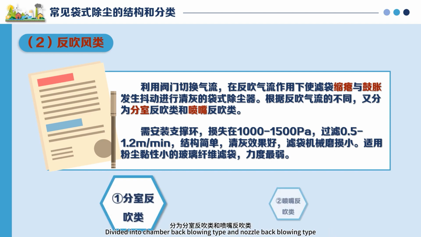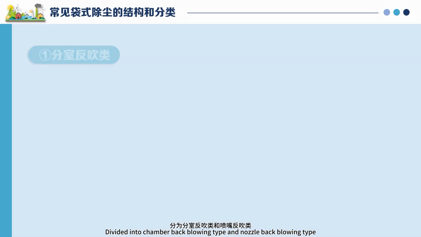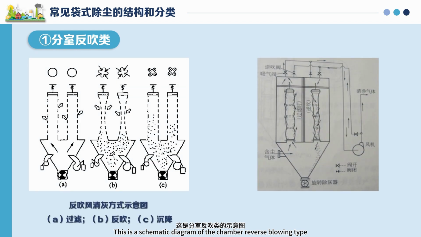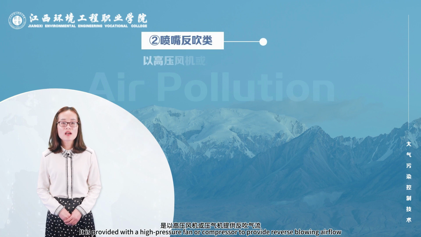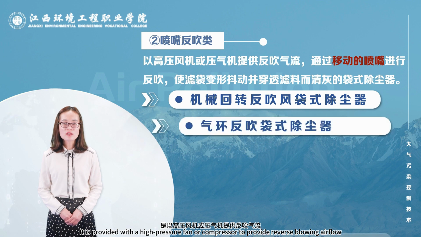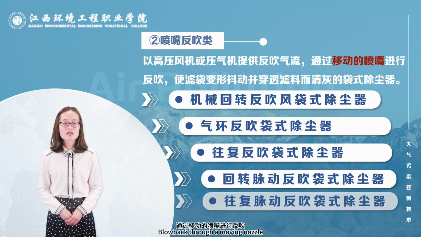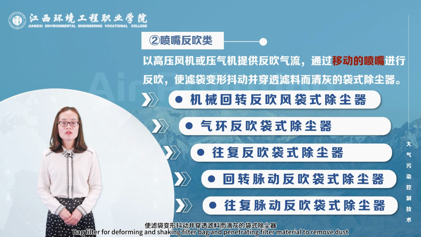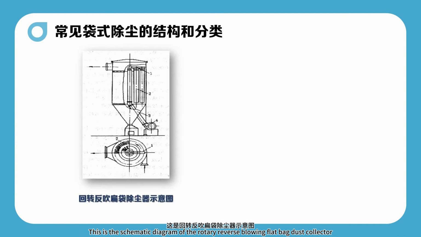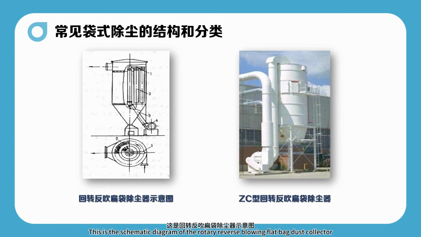Divided into chamber back blowing type and nozzle back blowing type. This is a schematic diagram of the chamber reverse blowing type. Nozzle reverse blowing type is provided with a high pressure fan or compressor to provide reverse blowing airflow through a moving nozzle. The bag filter deforms and shakes the filter bag, and the airflow penetrates the filter material to remove dust. This is the schematic diagram of the rotary reverse blowing flat bag dust collector. ZC type rotary reverse blowing flat bag dust collector.